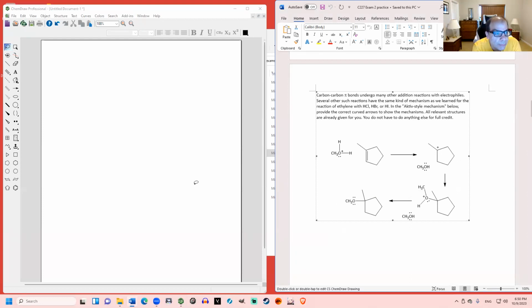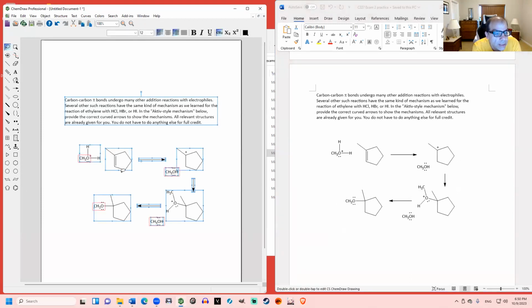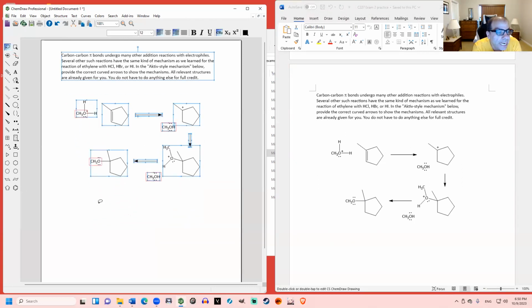All right, this is an active style mechanism question. That means we just need to supply all the arrows. It says carbon-carbon pi bonds undergo many other addition reactions with electrophiles. Several other such reactions have the same kind of mechanism as we learned for the reaction of ethylene with HCl, HBr, or HI. And we learned that any alkene, not just ethylene, reacts with HCl, HBr, or HI by that same mechanism. So that's a mechanism we went over extensively in class. It makes sense to expect that mechanism is going to show up on the exam in such form. We spent a lot of class time on it and did several examples.